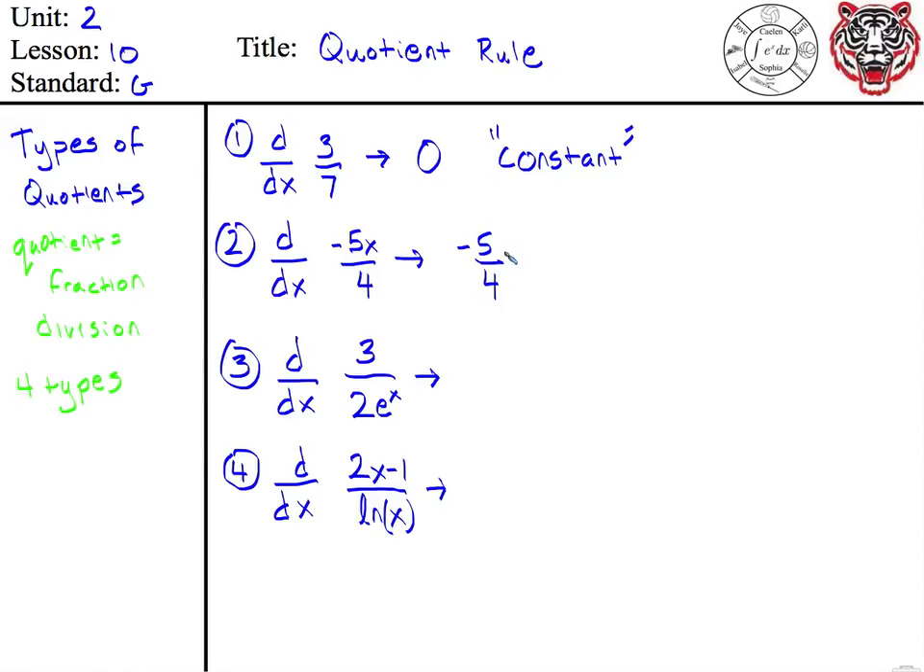I think the better way of writing this, can you squeeze in a d dx before this? The better way of thinking about it is negative 5/4 times x, and then when you take the derivative, that finally becomes the negative 5/4. I'll spell coefficient on the left-hand side over here. Coefficient.